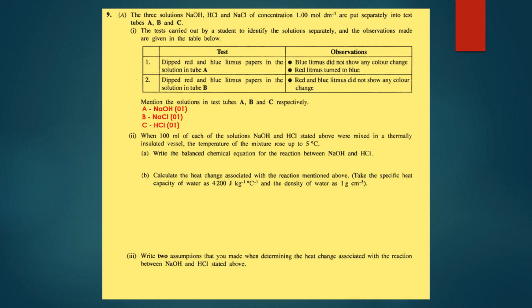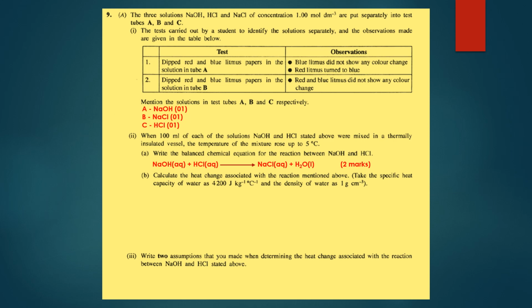This is an acid-base reaction. When an acid is reacted with a base, always a salt and water is formed. So when sodium hydroxide reacts with HCl, it forms sodium chloride and water. So the balanced equation is NaOH plus HCl forms NaCl plus H2O. You can earn 2 marks.